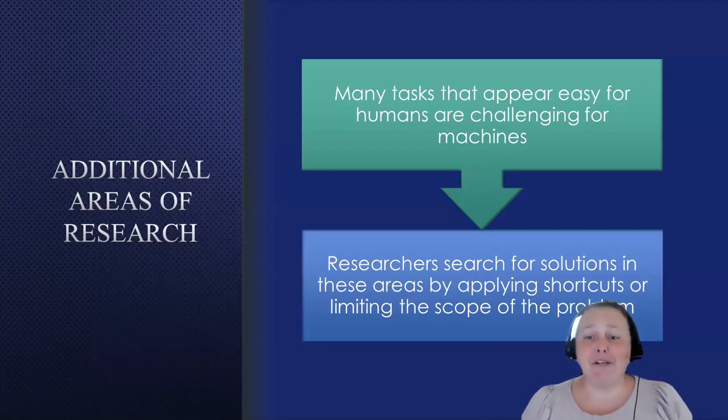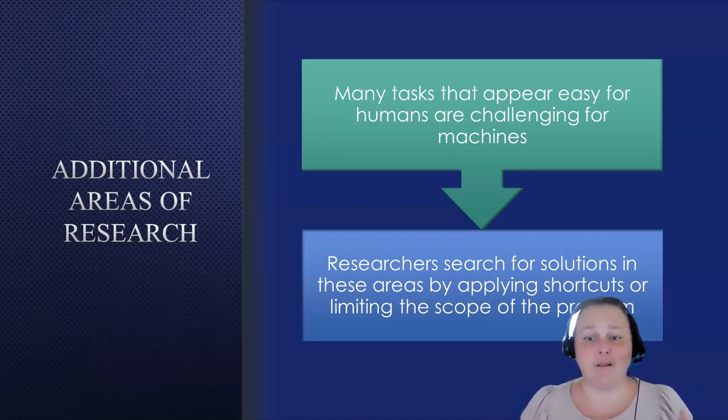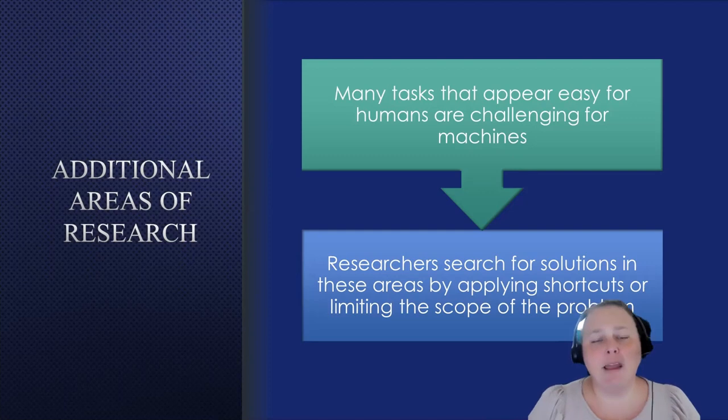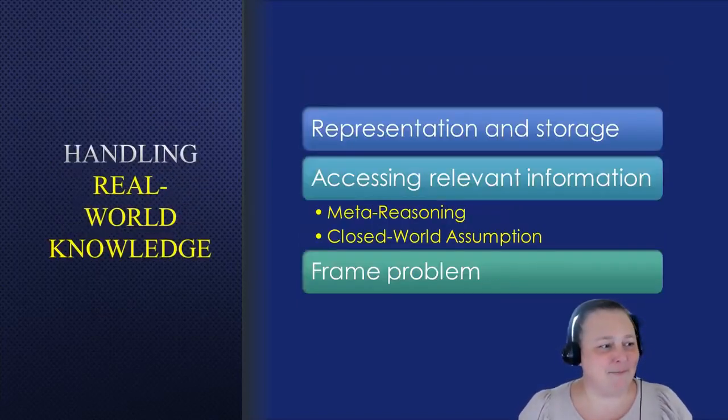Now, additional areas of research: there are a lot of tasks that humans do that are quite difficult for a computer or a machine to mimic. So researchers definitely try to isolate what some of these tasks are, and to find solutions in these areas by trying to either apply shortcuts or limiting the scope of the problem. But remember, we are trying to mimic the human brain, the human body with machines. So you really have to make sure that you're looking at it in that respect when you want to go further with artificial intelligence.